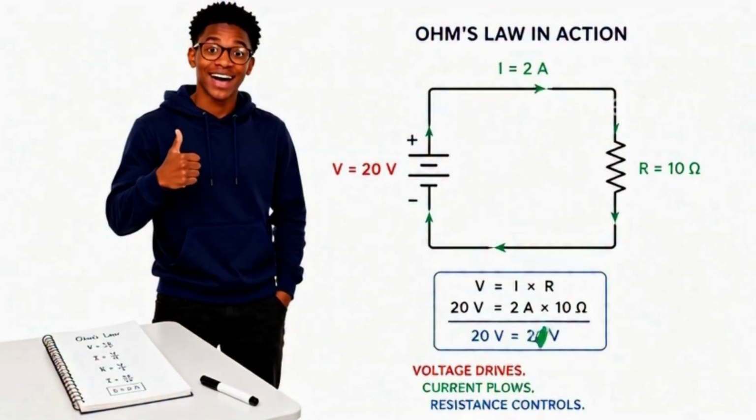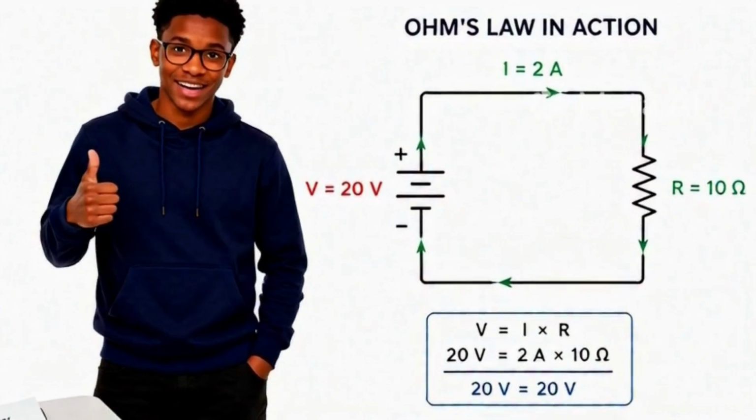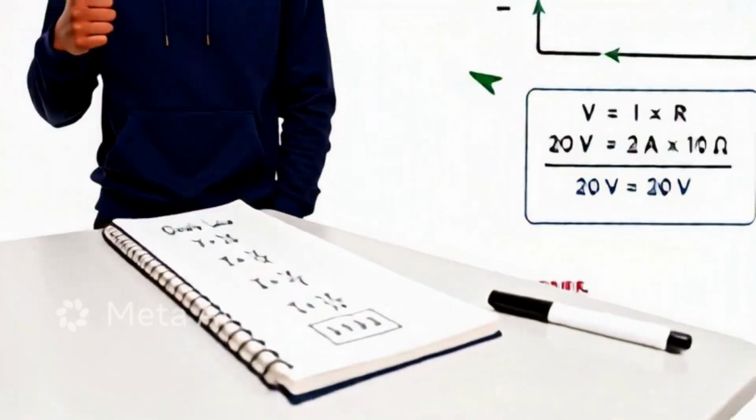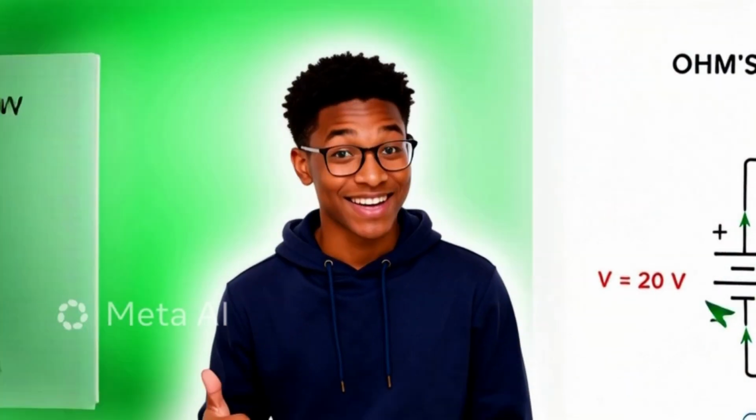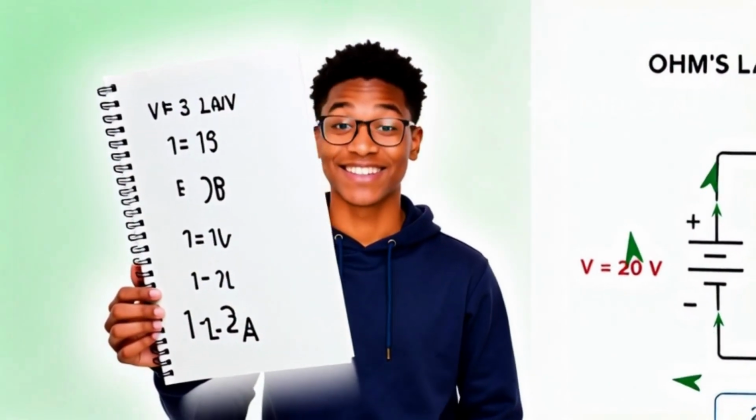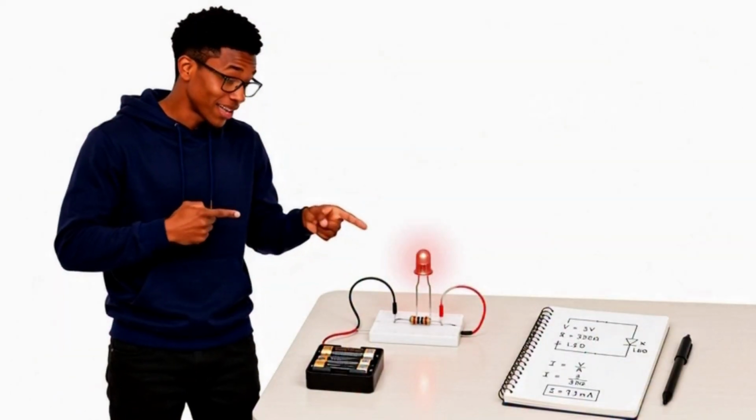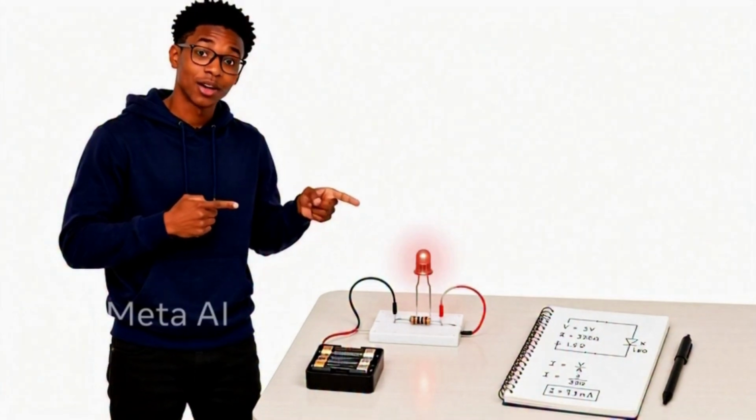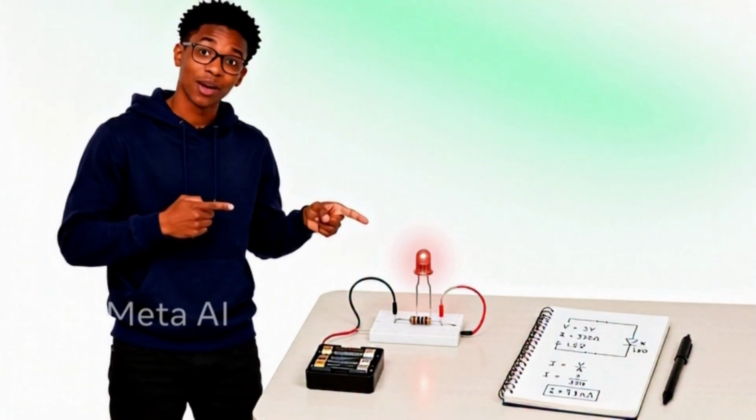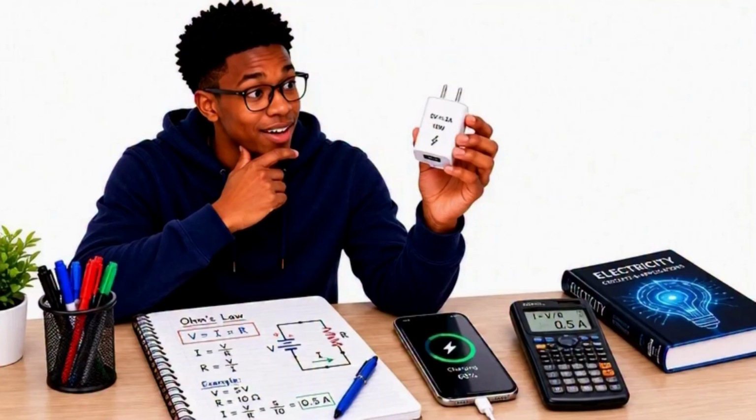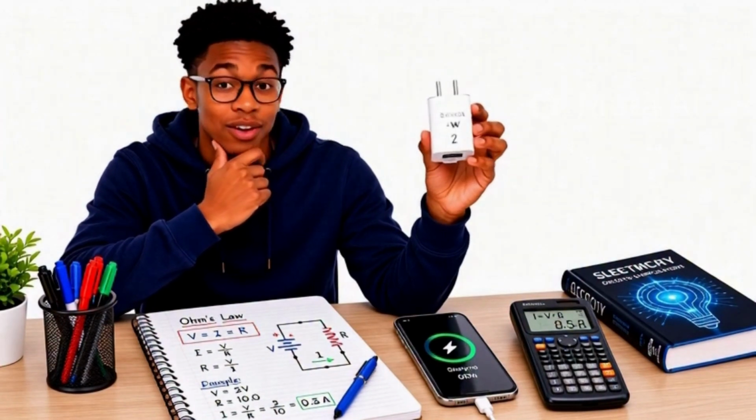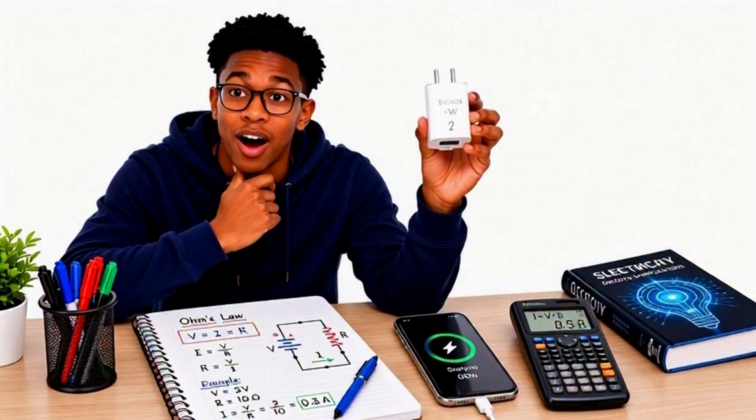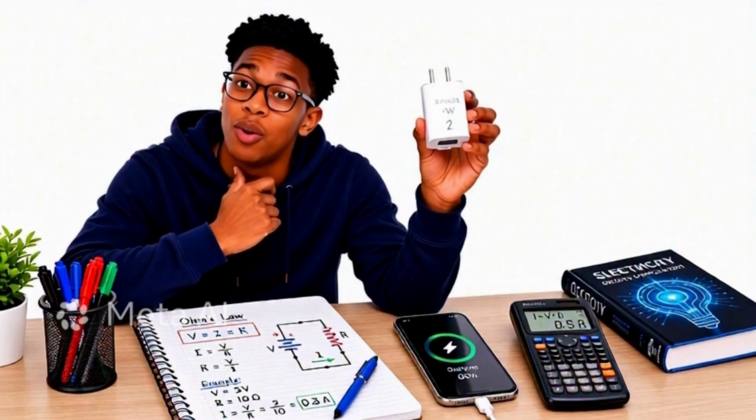By now, Ethan understands how voltage, current, and resistance work together. Next, we'll see how Ohm's law is used in real life. Ohm's law is used in simple LED circuits like this one. It helps engineers choose the correct resistor value to keep components safe. It is also used inside phone chargers and many electronic devices. The same principles work everywhere electricity flows.